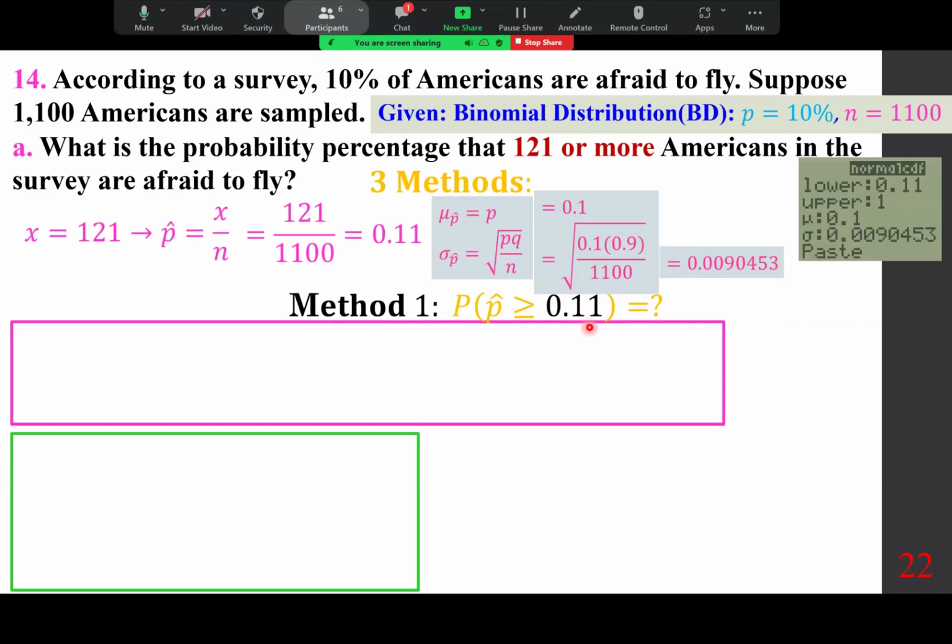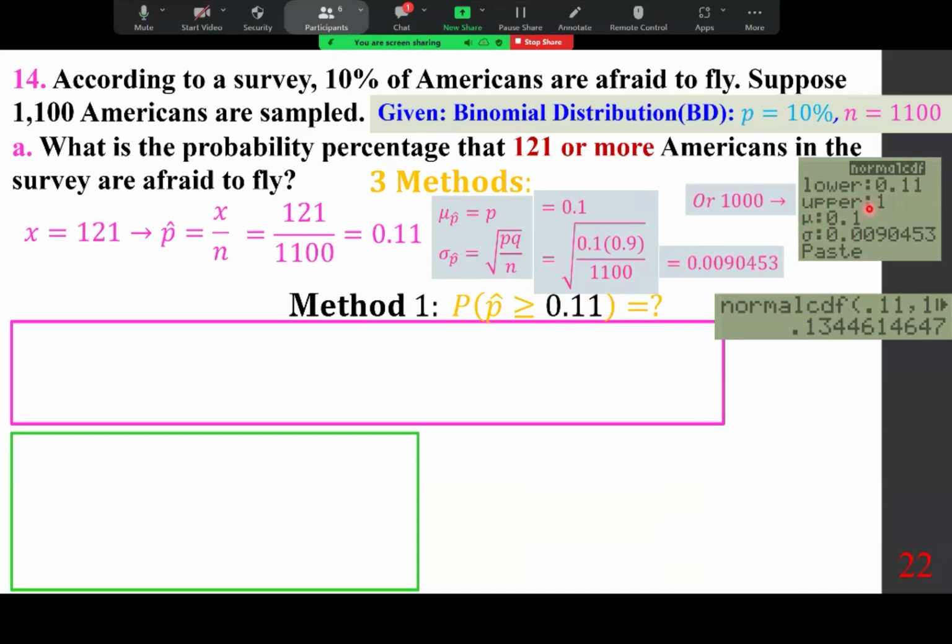The lower is 0.11. The upper, I want to explain the upper. Why did I put 1? Because I know it's a proportion and it shouldn't be larger than 1. Mu is this number, sigma is this number, paste it, you come up with the answer. And what I want to add here, remember I said for the upper put 1000 when you're dealing with normal distribution. If you put 1000, it gives you the same answer. The reason is this is normal distribution. It doesn't recognize you're dealing with a proportion and this must be 1. That 1 can only work when you're dealing with binomial distribution.